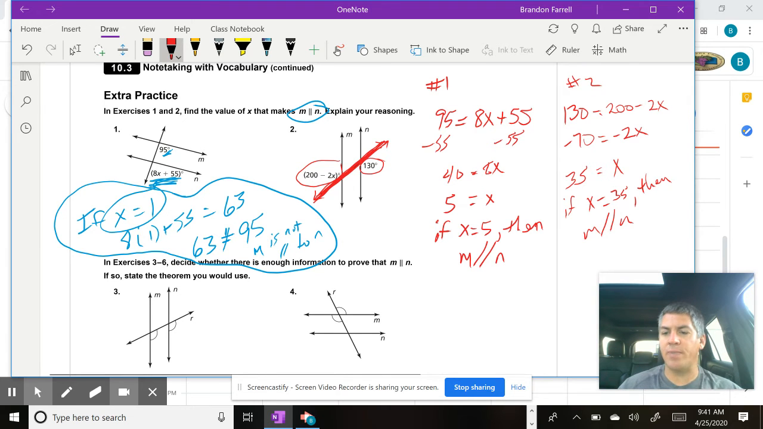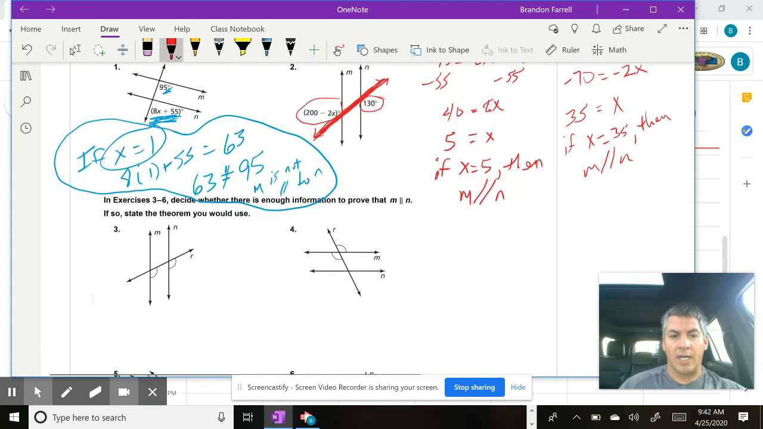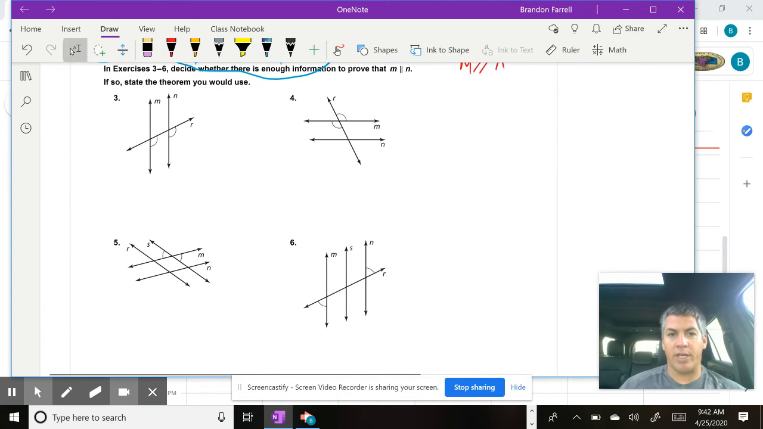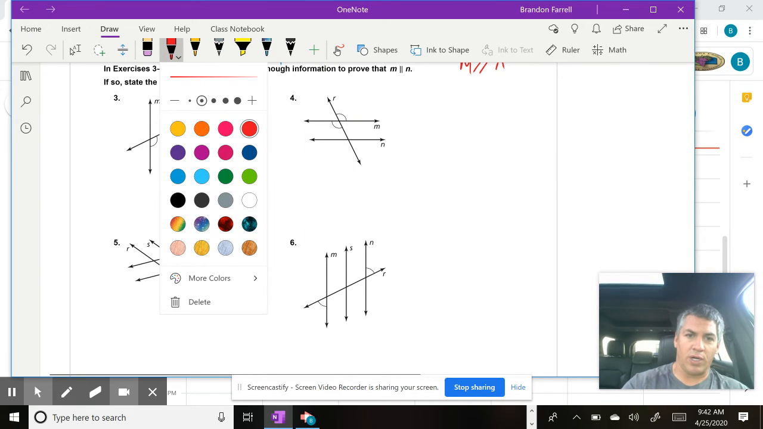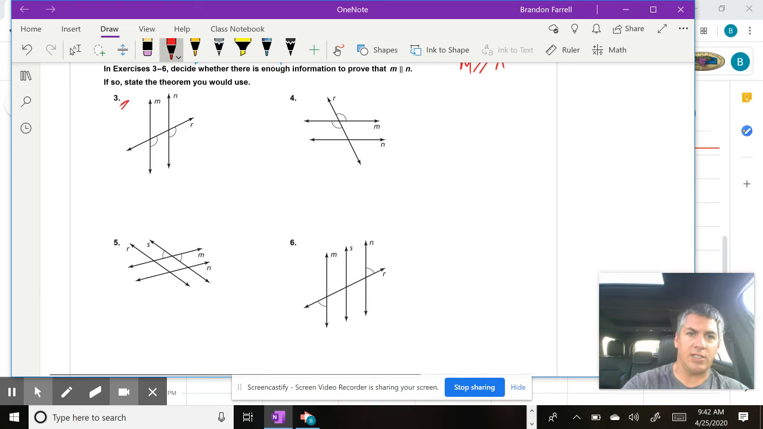That should give you some feedback on how to potentially do some of the problems in your homework set. I'm not sure exactly how number 3 and number 4, number 5, number 6 correspond to homework set problems, but I am going to do them. And the objective, just to do some erasing here, the objective of what we're going to try to do in number 3 is to decide whether or not there's enough information to prove that M is parallel to N.